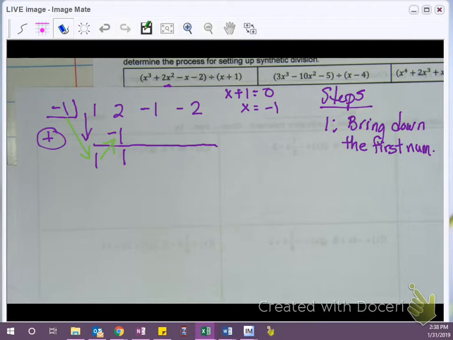Now we repeat. Negative 1 times that 1 is negative 1. And we write that in the next column. How did you get a positive? I didn't. Negative 1 times that 1 is negative 1. And you write that in the next column. And now we add. Negative 1 and negative 1 are equal to negative 2. Now we repeat.